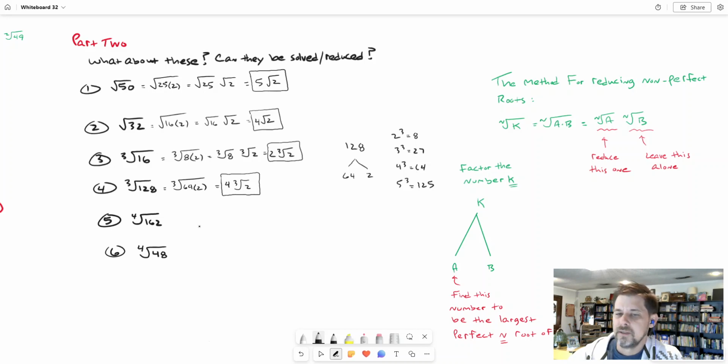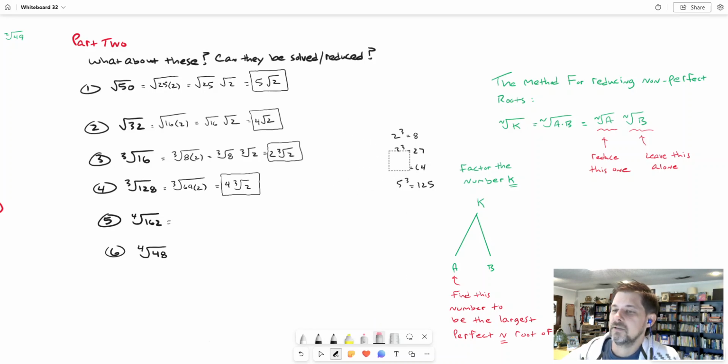All right, now so far you might think, well, all these look like it's just a 2. Can you just divide by 2 every time? Like, see, like 50 is 2 times 25, and 32 is 2 times 16, and 16 is 2 times 8. It's like, well, I mean, that's how these have worked out so far. Doesn't mean all of them will work that way. Let's look at 162 right here, fourth root of 162.